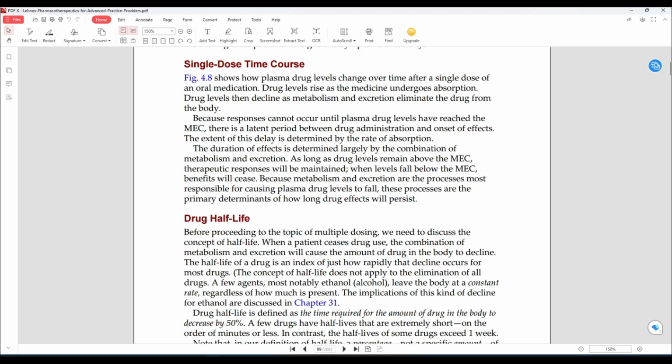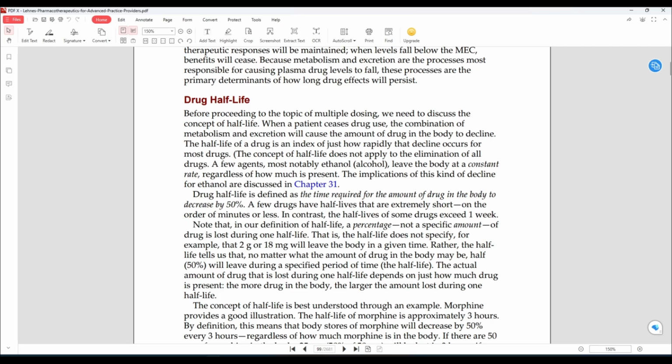The duration of effects is determined largely by the combination of metabolism and excretion. As long as drug levels remain above the MEC, therapeutic response will be maintained. When levels fall below the MEC, benefits will cease. Because metabolism and excretion are the processes most responsible for causing plasma drug levels to fall, these processes are the primary determinants of how long drug effects will persist.